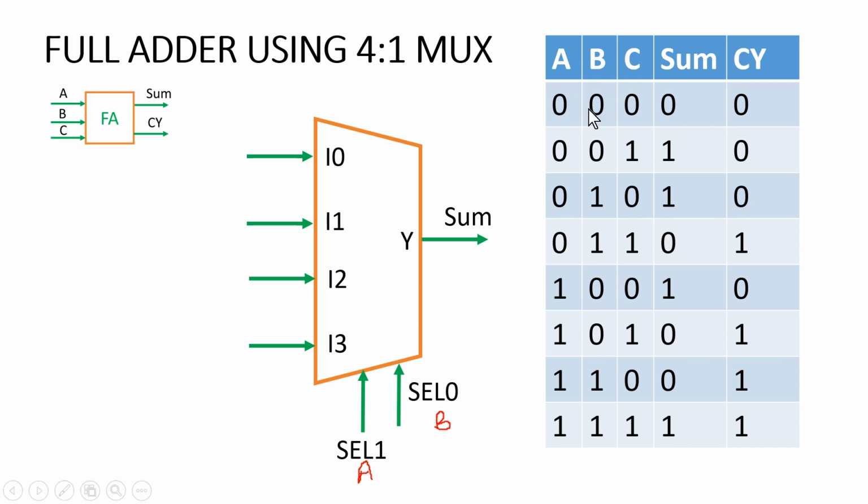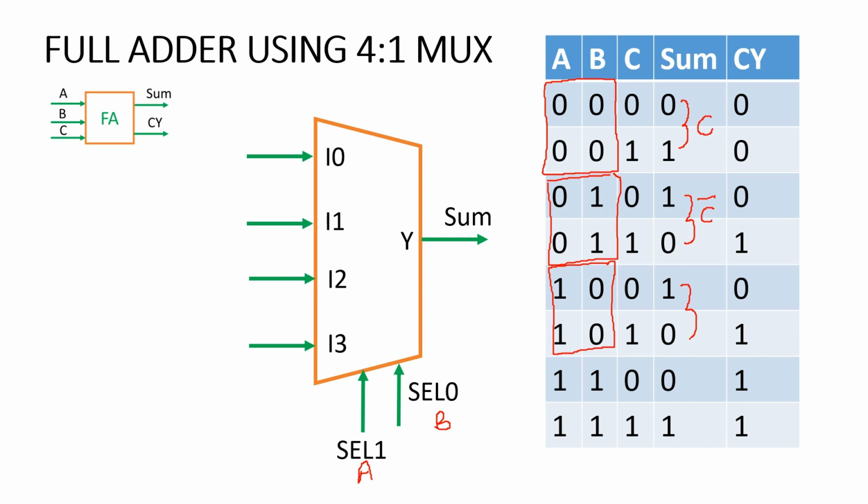Now when both the inputs are 0, I know the value of sum. The value of sum is equal to C. So when C is 0, sum is 0. C is 1, sum is 1. Similarly, I know when the value of AB is equal to 0, 1, the value of sum is C bar. Now when the value of AB is 1, 0, the value of sum is again C bar. And lastly, when the value of A and B both are 1, 1, the value of sum is C.